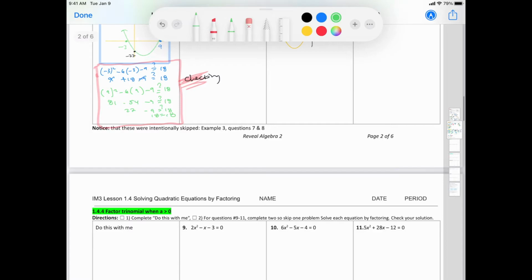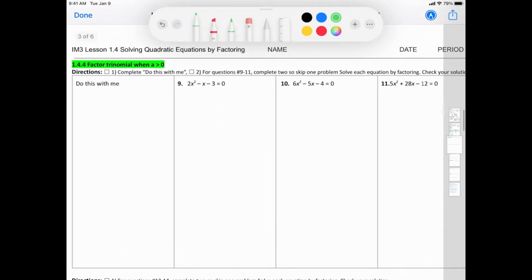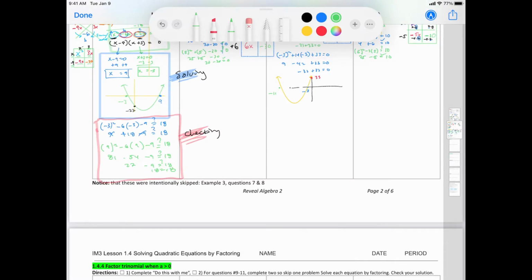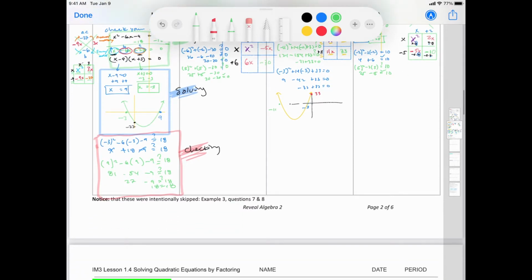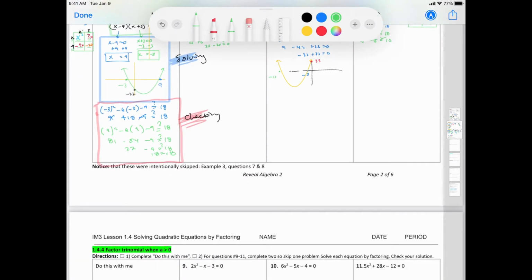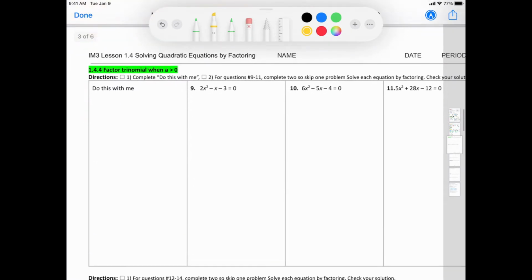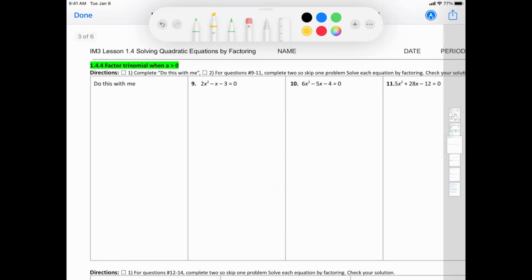All right. Let's move on now to 1.44. All right, we are skipping. Notice we're intentionally skipping example 3, or what I would have called 1.43. All right, let's move on to factoring a trinomial when a is greater than 0.